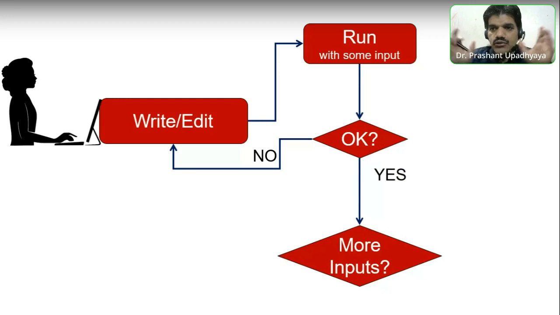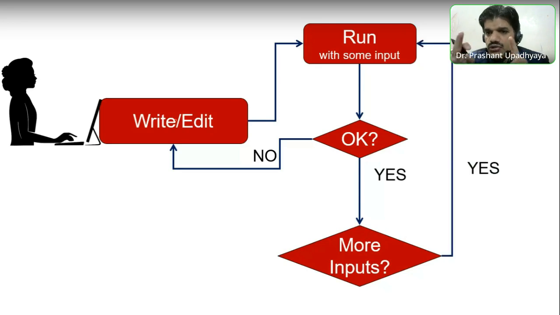Let's say I have an input set A. I have checked that my program is working comfortably with the A sets of inputs. Now I will give B sets of input. If my program fails with the B sets of input, what I have to do is write my program again, or edit the program again. More inputs, run, okay. If not okay, go back.